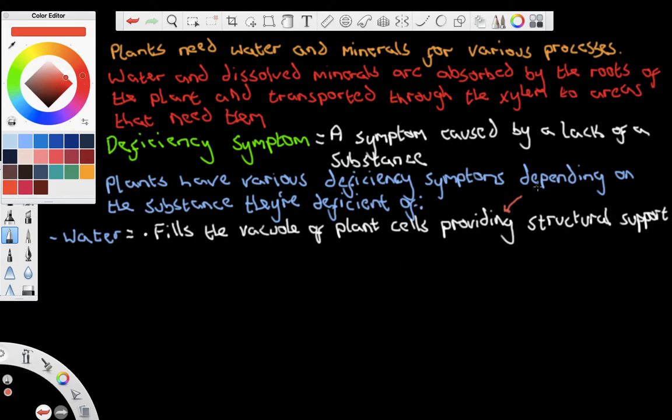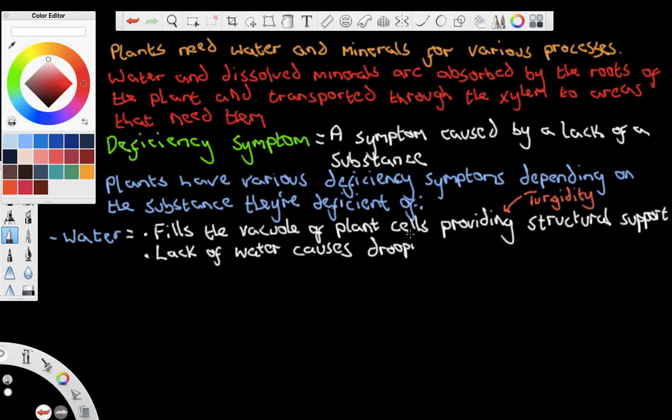Now I'm just going to put a little side note here because it was quite a while ago when we did this, but we're talking here about turgidity. If you don't know what turgidity is, it might be worth you going and having a look at that, okay? Now plants without it will droop and they will have wilted leaves. So we can say lack of water causes drooping and wilted leaves.